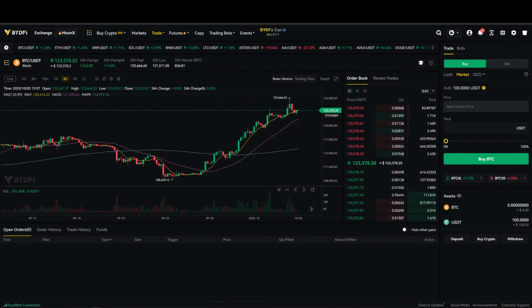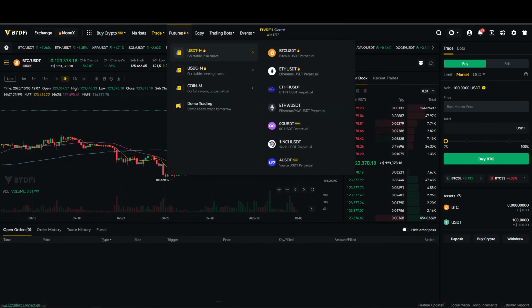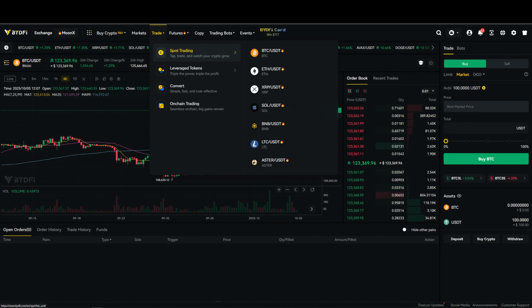Okay, very quick primer on how to set a limit order on pretty much any exchange. It should all look the same. So let's look at this. Number one, make sure you're not on futures. You don't want to be on futures. You want to be on spot trading.